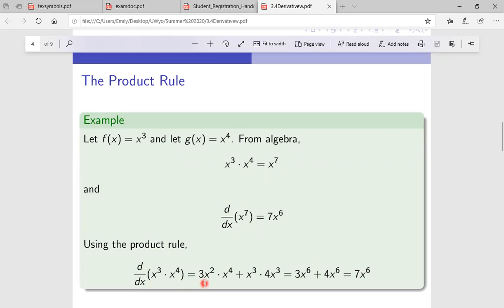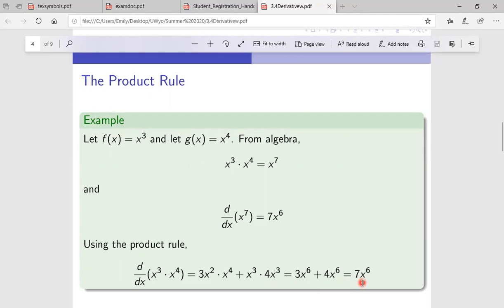We take the derivative of the first, which is 3x squared, times the second function, x to the fourth, plus the first function, x cubed, times the derivative of the second, which is 4x cubed. We do our algebra and we get 3x to the 6th plus 4x to the 6th. Add those together, we get 7x to the 6th. So either way you work it, you're going to get the exact same answer and it's going to be correct. This is just an example to show you the product rule works. You can always trust it.